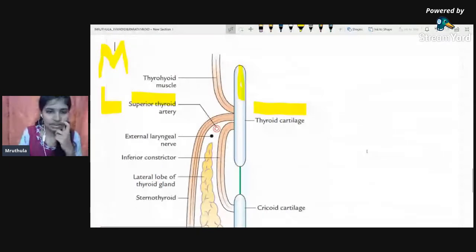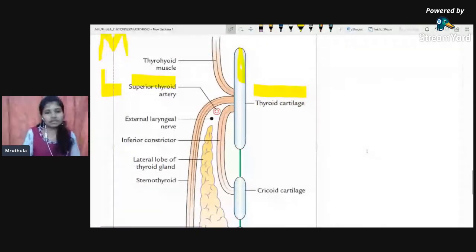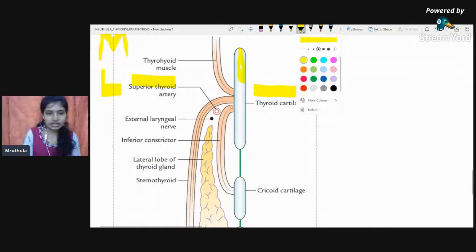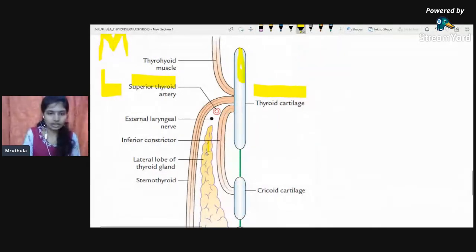So let us have a look at this diagram. This diagram is showing us the apex of the lateral lobe of the thyroid gland. What are we seeing here? This is the apex, the yellow color. And what you see here is the thyroid cartilage, the blue one, which is longer and on the top. Below that, you know what will come? Cricoid cartilage.